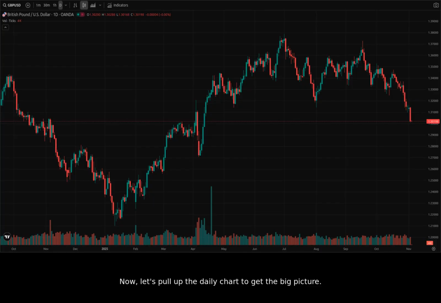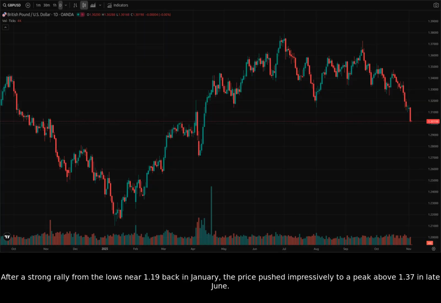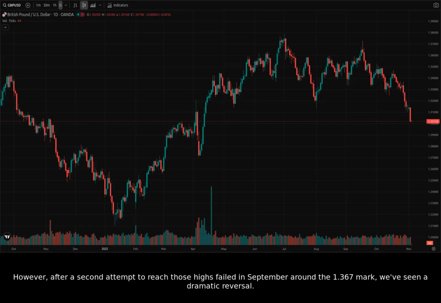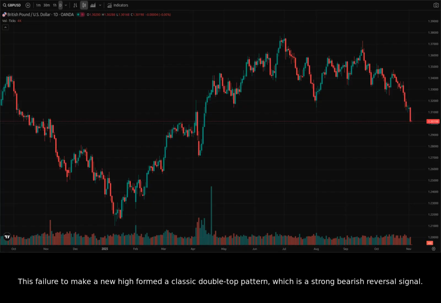Now, let's pull up the daily chart to get the big picture. After a strong rally from the lows near 1.19 back in January, the price pushed impressively to a peak above 1.37 in late June. However, after a second attempt to reach those highs failed in September around the 1.367 mark, we've seen a dramatic reversal. This failure to make a new high formed a classic double-top pattern, which is a strong bearish reversal signal.